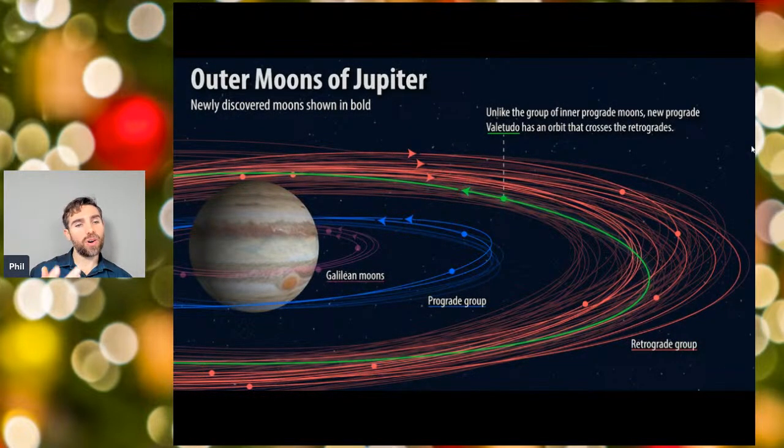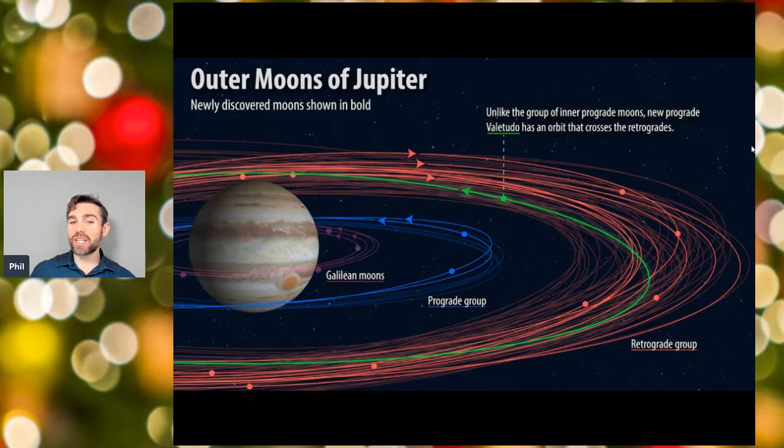Well, these are the outer moons of Jupiter. If you look carefully in the center, you can see the Galilean moons, which are the purple ellipses, the orbits of the Galilean moons, the ones that formed with Jupiter. You've then got a blue group in the middle, which is the prograde group. Now, remember I mentioned that the Galilean moons go in the same direction that Jupiter rotates. Prograde satellites or moons are ones that go in the same direction that the planet rotates. So prograde, same direction as the Galilean moons.